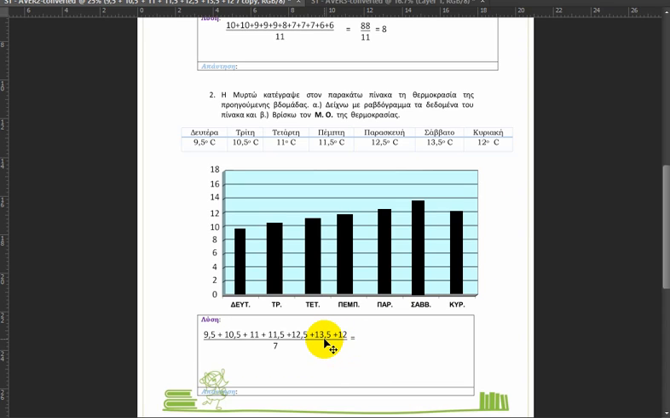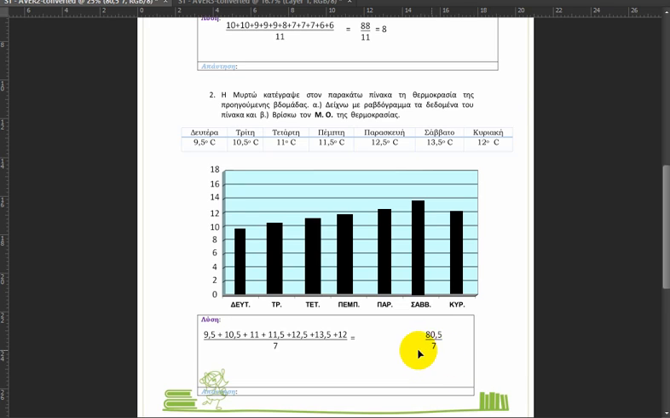So, copy it, move it over. 9.5 and 10.5 would give me 20. And 11 would give me 31. And 11.5 would give me 42.5. And 12.5 would give me 55. And 13.5 would give me 68.5. And 12 would give me 80.5.